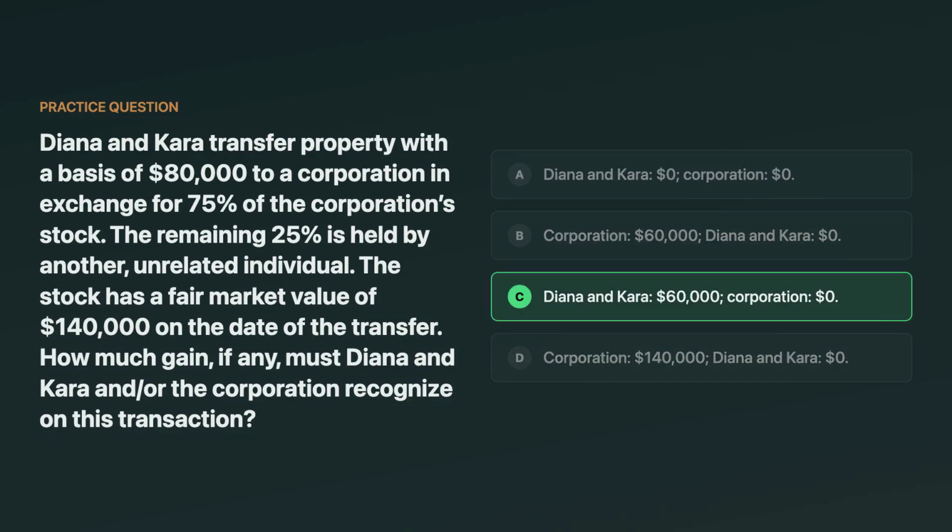The correct answer is, Diana and Kara recognize $60,000 of gain, and the corporation recognizes zero. Section 351 fails because the transferors only own 75% after the exchange, and control requires 80%, so the transfer is taxable to them. Fair market value of 140 minus basis of 80 equals 60. The tempting wrong choice is zero gain, because people forget the 80% control test.